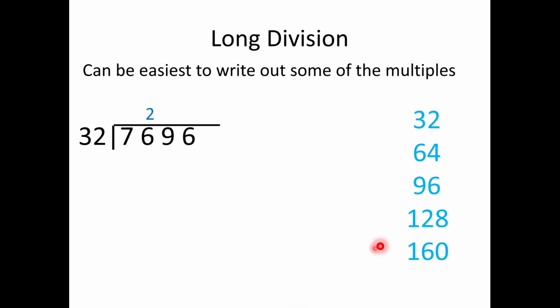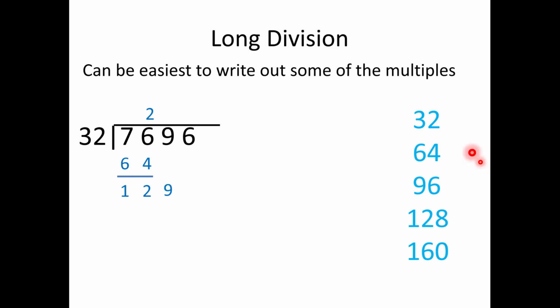I then write my answer underneath. Well, that was 2. So 1, 2 is 64. So I write 64 underneath. I then take it away. 6 take 4 is 2. And 7 take 6 is 1. I then bring down the 9.